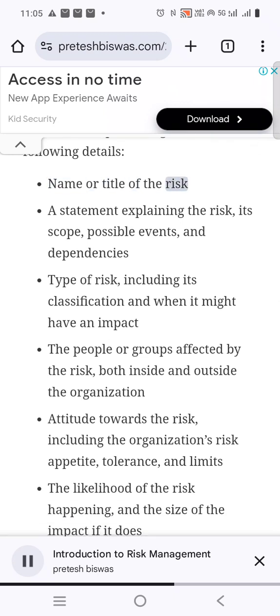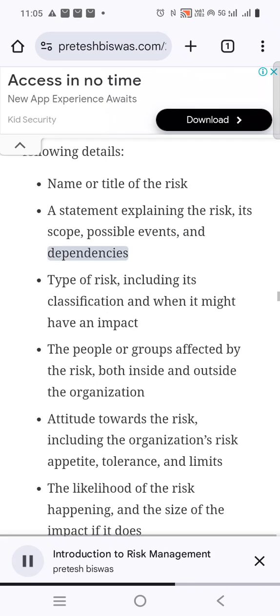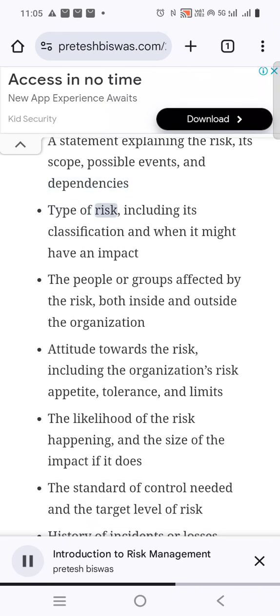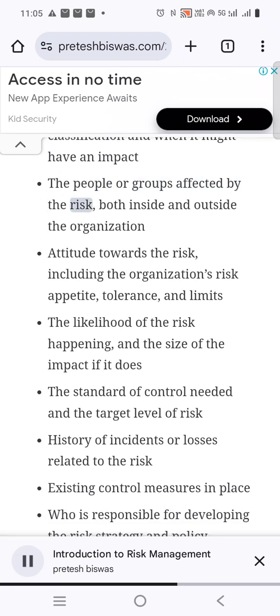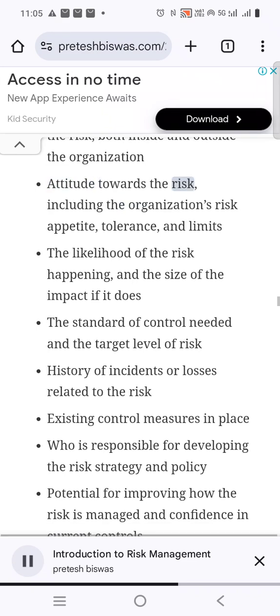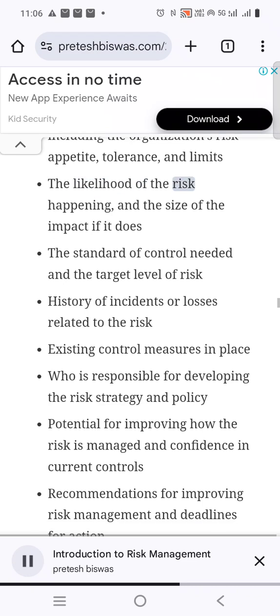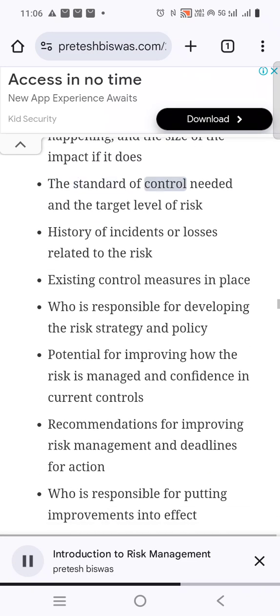Name or title of the risk. A statement explaining the risk, its scope, possible events, and dependencies. Type of risk, including its classification and when it might have an impact. The people or groups affected by the risk, both inside and outside the organization. Attitude towards the risk, including the organization's risk appetite, tolerance, and limits. The likelihood of the risk happening, and the size of the impact if it does. The standard of control needed and the target level of risk.